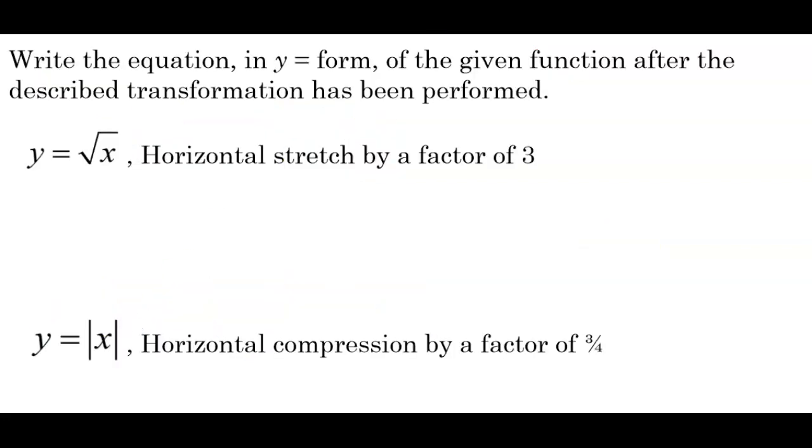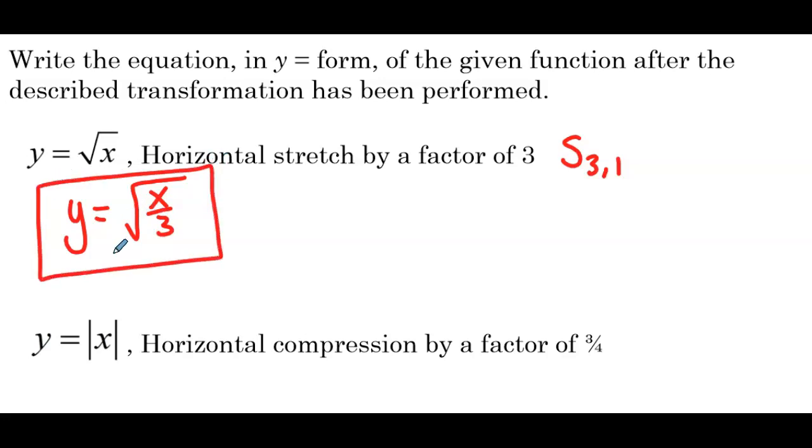Same directions. Now our parent function is y equals the square root of x, and the transformation is a horizontal stretch by a factor of 3. So our scale factor is now 3, 1. We're multiplying the x's by 3. So in our equation, we're going to divide x by 3. And we're done. That's already in y equals form. So we don't have any more work to do.